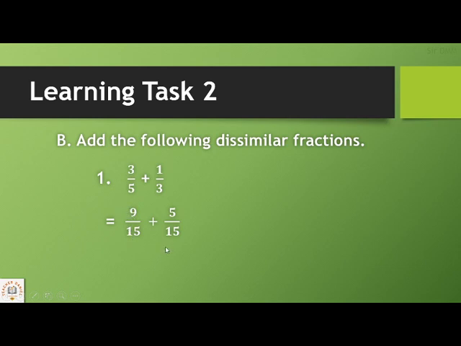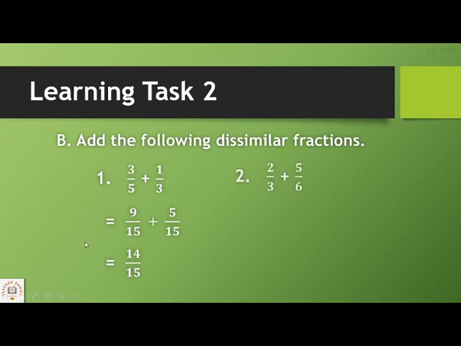Repeat it for the second fraction. 15 divided by the second denominator, which is 3, the answer is 5. Times the second numerator, which is 1, the answer is 5. Okay? So now we are adding two similar fractions. So 9 over 15 plus 5 over 15, the answer is 14 over 15.